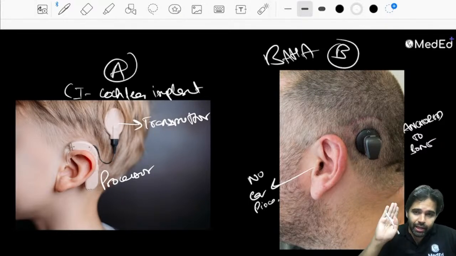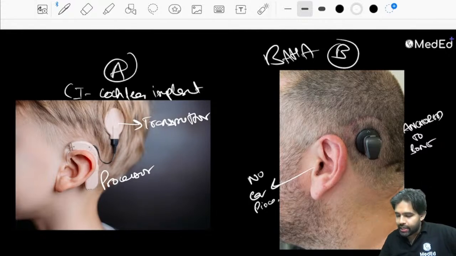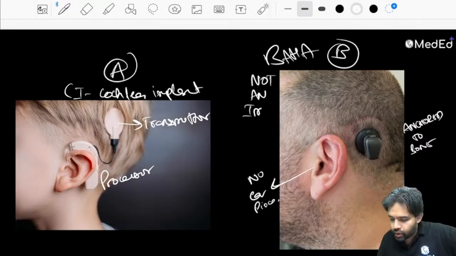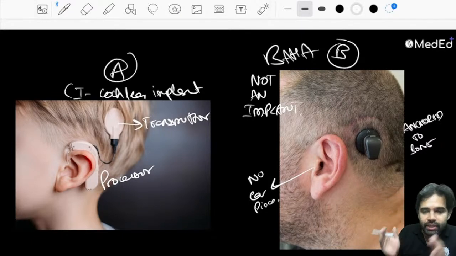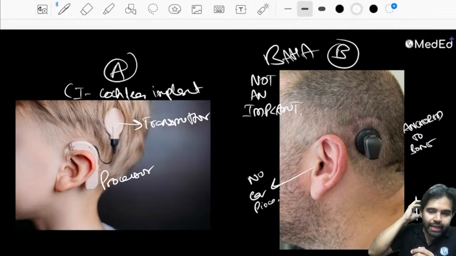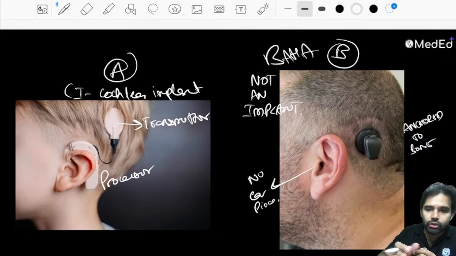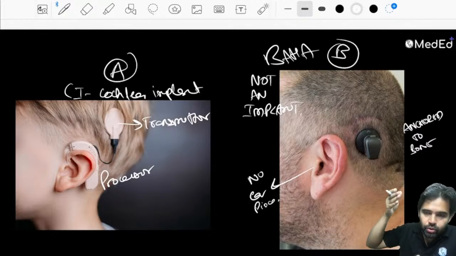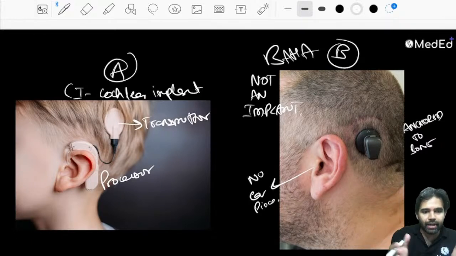Now a question that has been asked numerous times is that BAHA is not an implant. Technically, no part of this is entering the cranium. It is only stuck to the skull. A titanium screw is drilled into the skull, but it is not going through and through. In a cochlear implant, an electrode is going inside the cochlea. That is a proper implant.